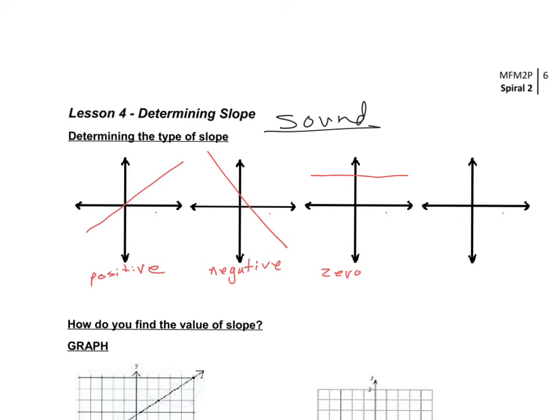A line that looks vertical is what we call an undefined slope. So remember, all of these are slopes of lines. So just think of the slope of a line as the rate of change of the line over time.